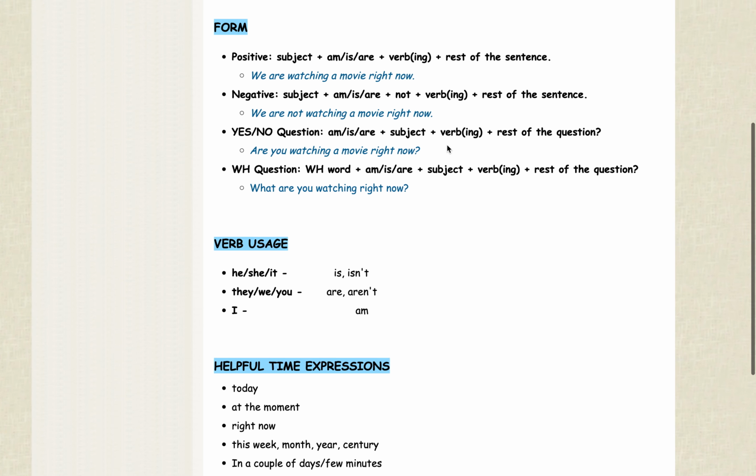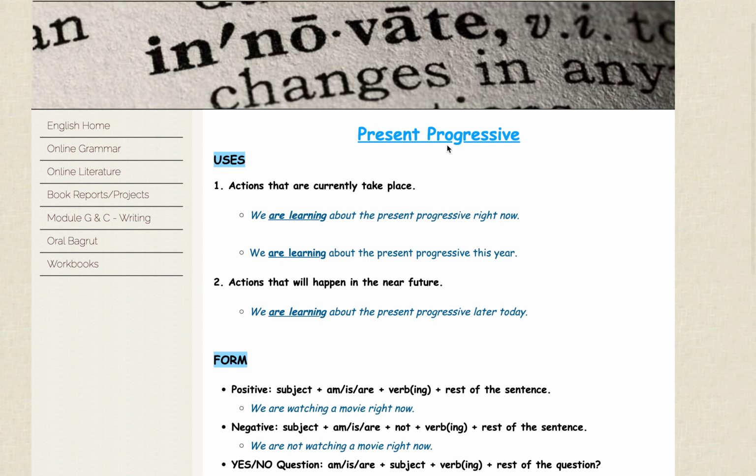So once again, present progressive: actions that are currently taking place, whether at this moment or this year, and actions that will happen in the near future. And that is the present progressive.